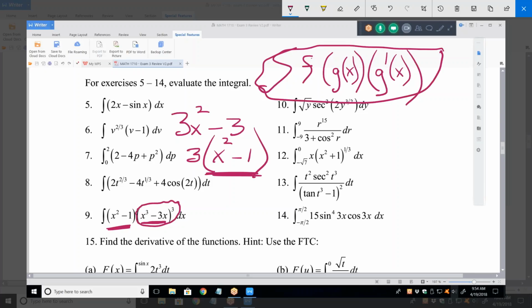Now I've got this extra 3, but you can always take constants out of the integral. Okay? So here's what I'm really looking at here. I am looking at the integral of x squared minus 1, and then I'm going to integrate that just using the power rule, which means I'm going to add 1 to that and divide by 4.